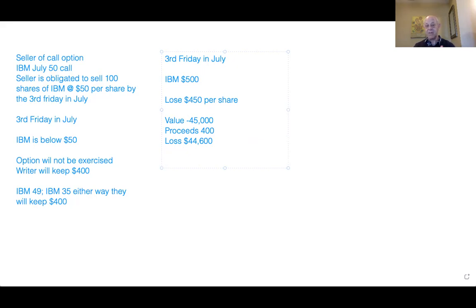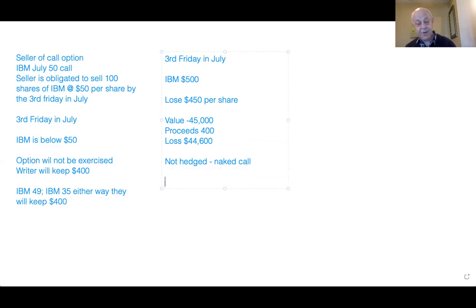to the $400 that they took in, but their downside is really unlimited because the price of IBM could just keep going higher and higher and higher. So when you have a position that's not hedged, we would call that a naked call. Right? And you have a lot of risk.